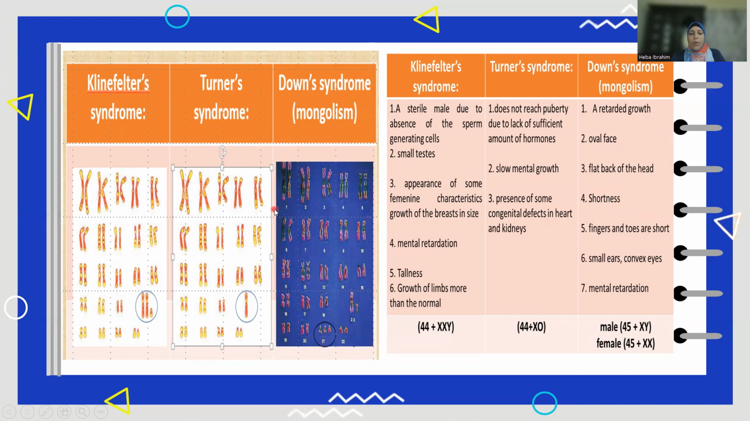What are the symptoms for each case? Klinefelter individuals are sterile due to the absence of sperm-generating cells, have small testes, show some feminine characteristics, of course due to the presence of the extra X chromosome, mental retardation, and extra tallness, with growth of limbs more than normal. In Turner syndrome, the individual doesn't reach puberty due to the lack of X chromosomes, which leads to insufficient hormones, slow mental growth, and some congenital defects in the heart and kidneys.